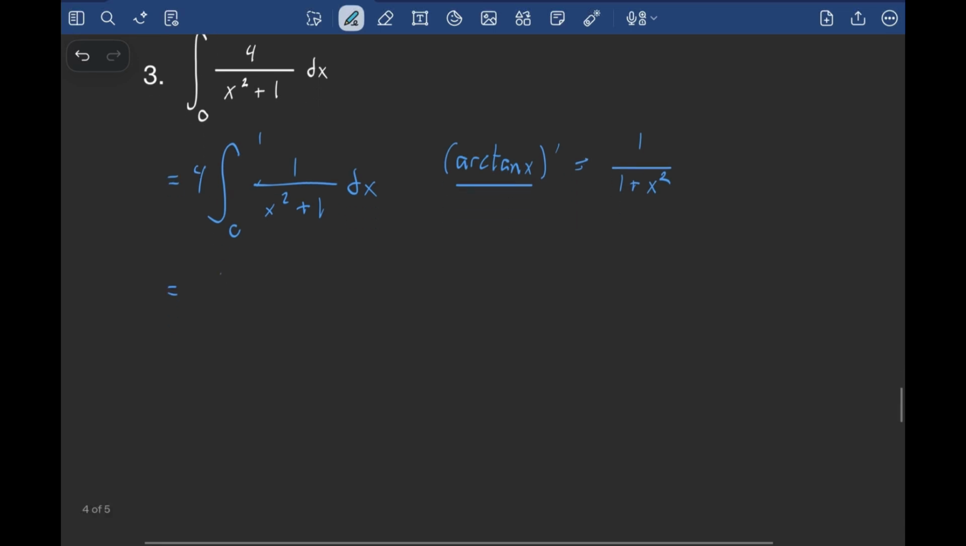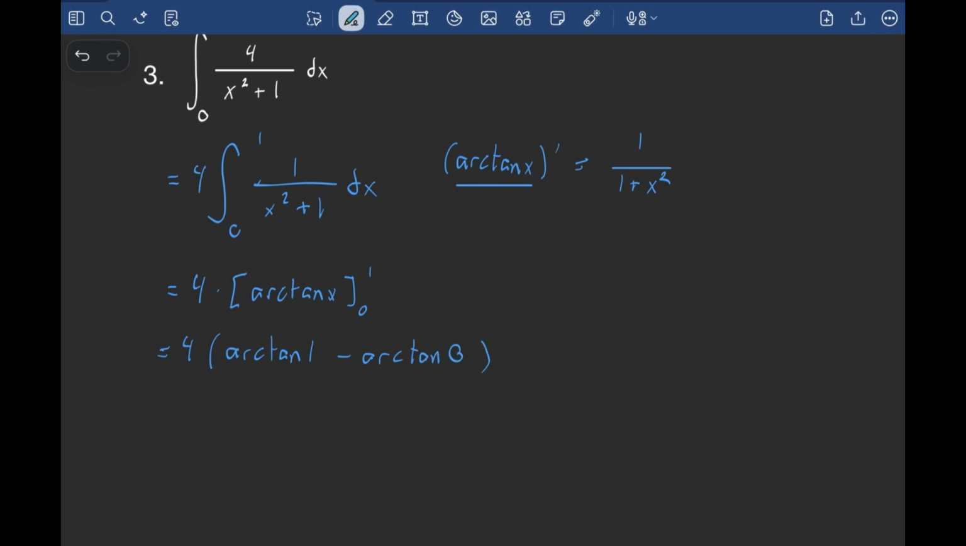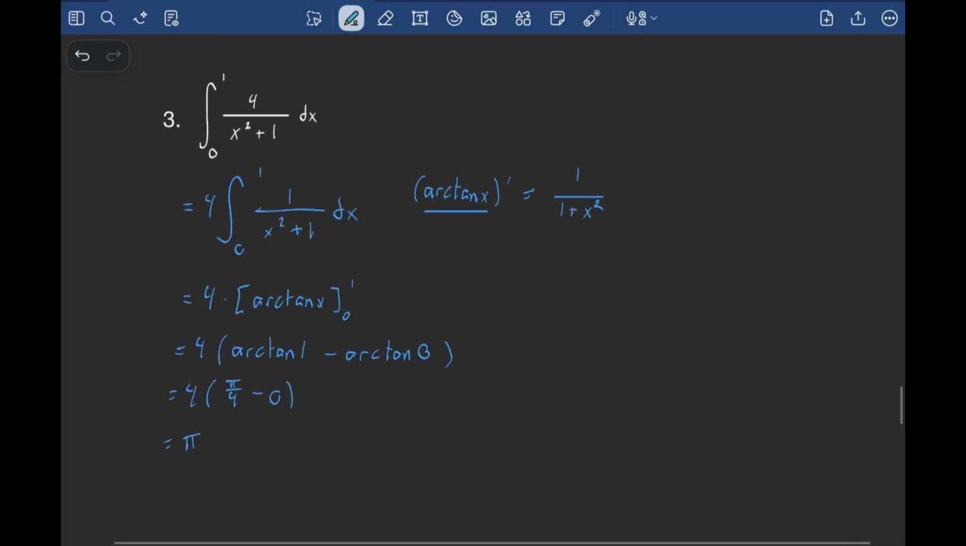And now let's continue. Now that we have arctan as our antiderivative, we can write this as 4 times arctan of x evaluated from 0 to 1, or 4 times arctan of 1 all subtracted by arctan of 0. All right, well, now let's evaluate. This will end up giving us 4 times arctan of 1 is pi over 4, and arctan of 0 is 0. And this just gives us pi. And look at that. That's our answer.